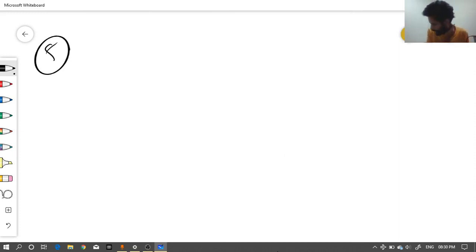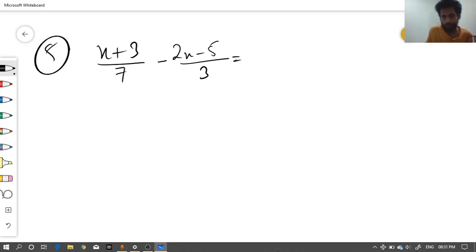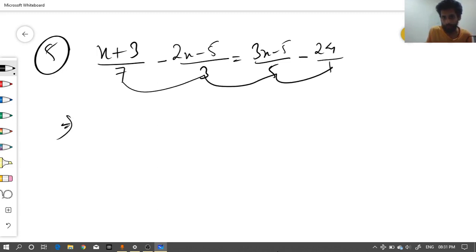Question number 5: x plus 3 by 7 minus 2 (x minus 5) by 3 is equal to 3x minus 5 by 5 minus 25. So this sum looks complicated. First of all, we will convert each term into fractions and find the LCM.